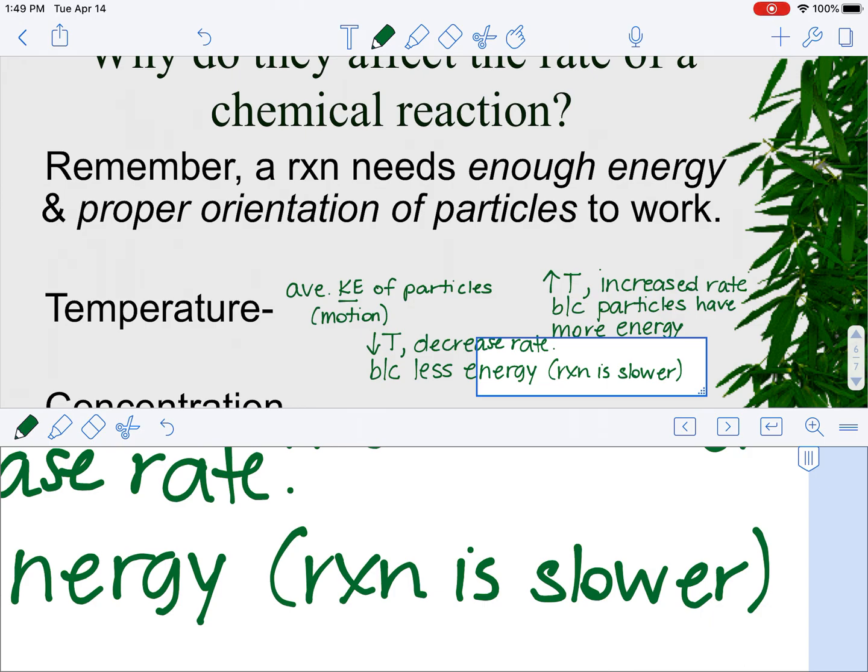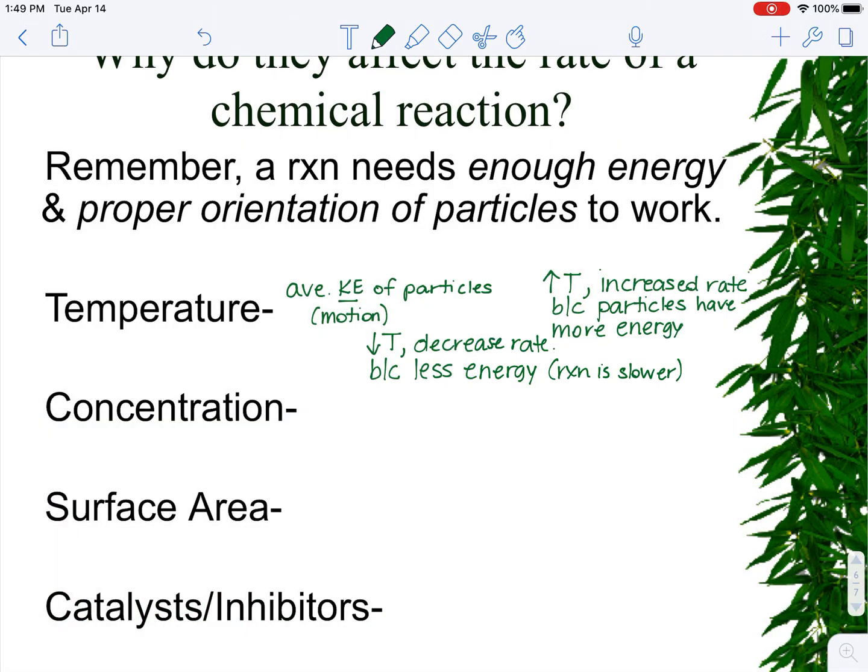That's usually the easiest factor for students to explain because it hits directly upon one of the factors of the collision theory, the energy component. The remaining three, concentration, surface area, and catalysts or inhibitors, have nothing to do with energy, only temperature does. That means these other factors must have something to do with the proper orientation of the particles.